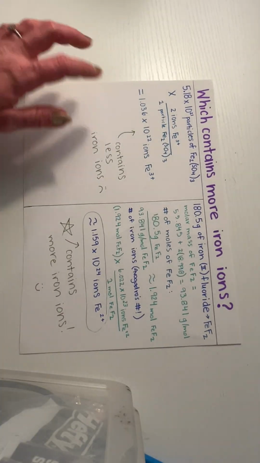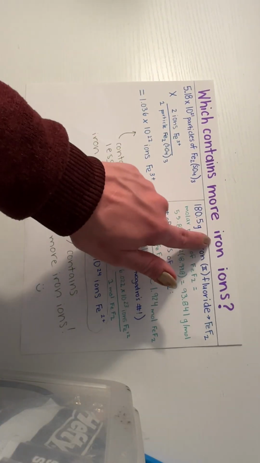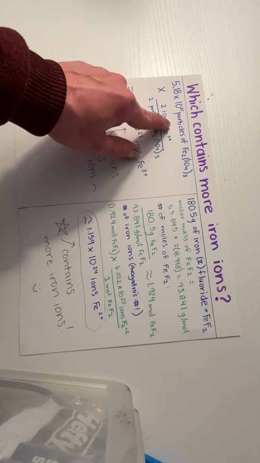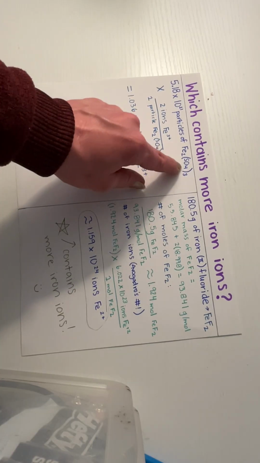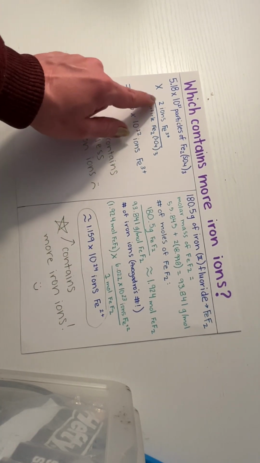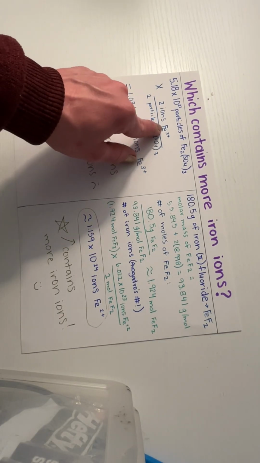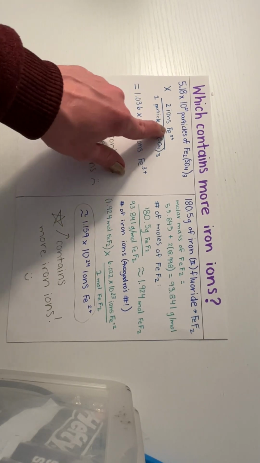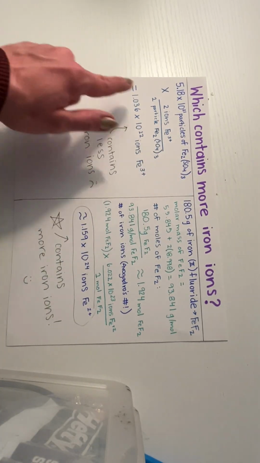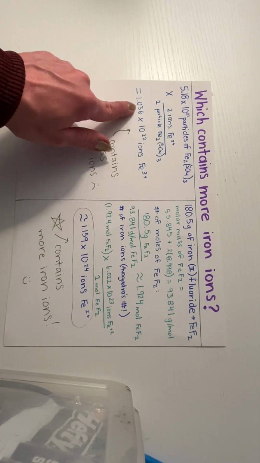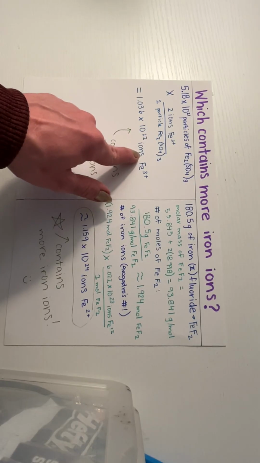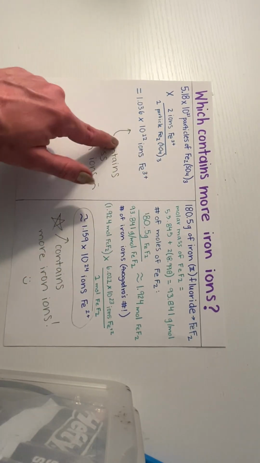And then lastly, which of these two contains more iron ions? So first is 5.8 times 10^21 particles of Fe2(SO4)3. So there's two ions of iron 3+, and then there's one particle of the entire compound, which is going to equal 1.036 times 10^22 ions, because we convert it back to the significant figures. So that is the answer for this one.